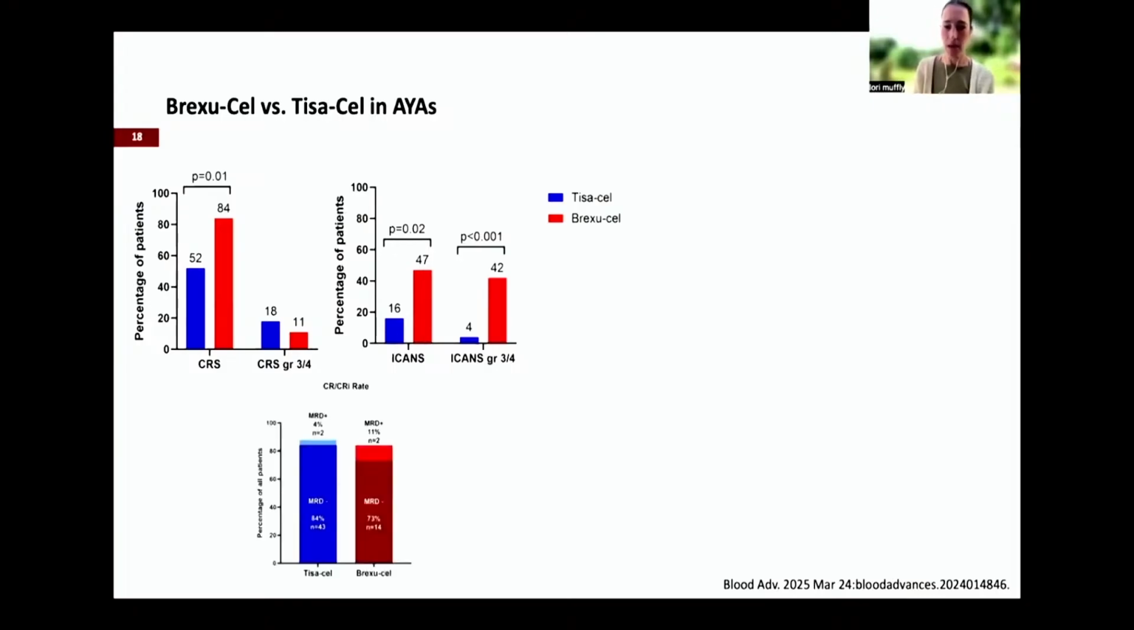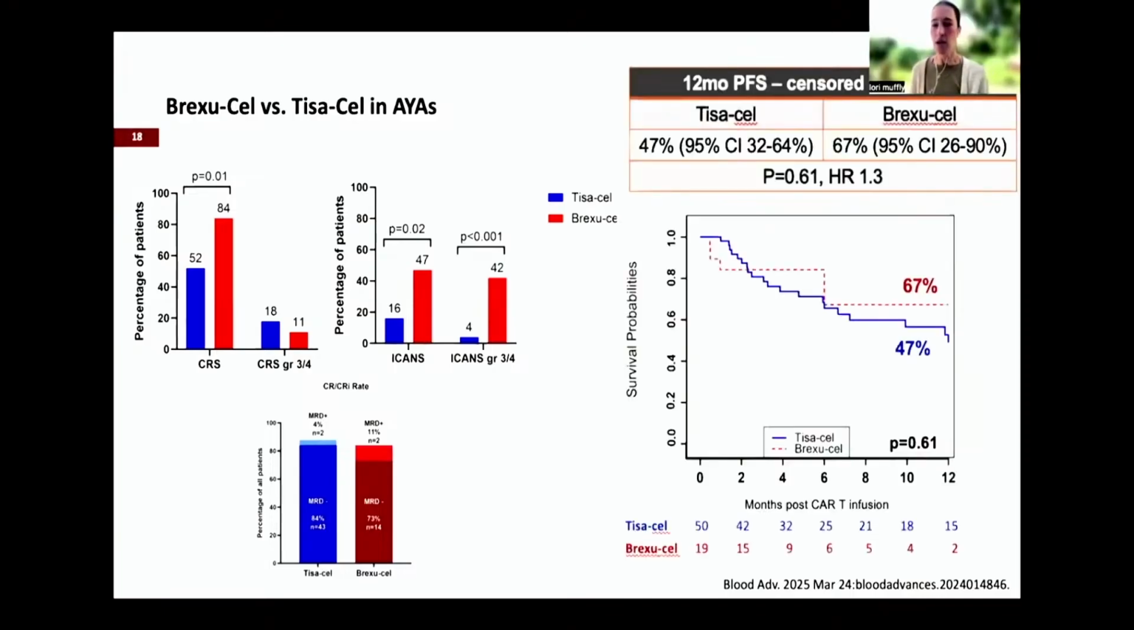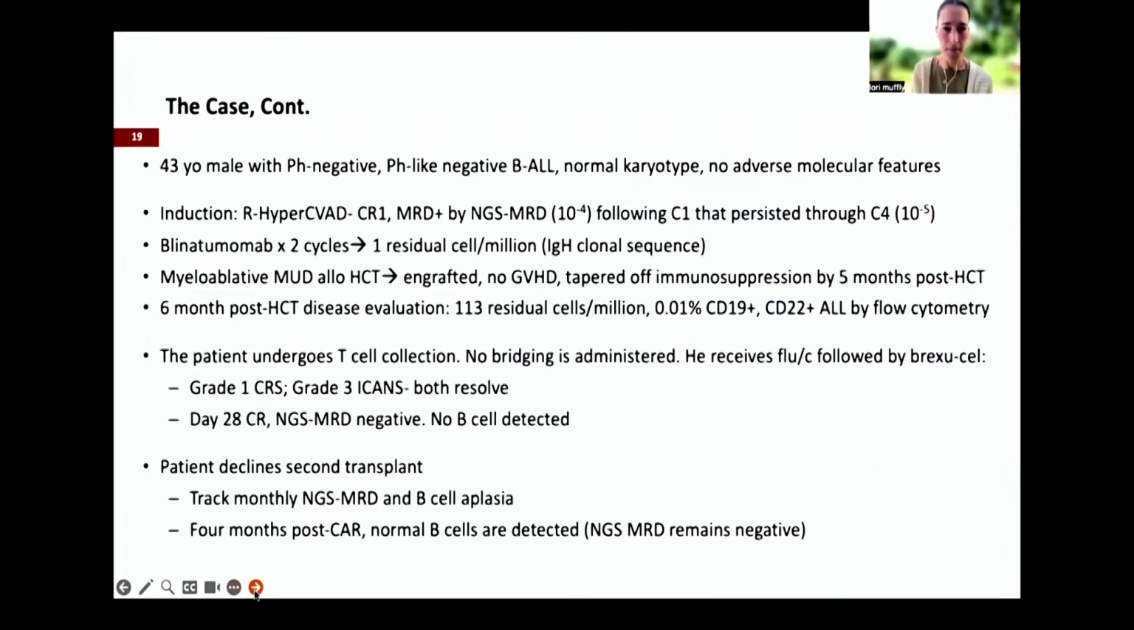In terms of complete response and MRD negative complete response, there was really no substantial differences. And then in terms of survival probabilities, again, really no statistically significant differences between these two CARs. Interestingly, we did see a hint that perhaps Brexucel had a higher numerical 12-month PFS, but no statistical difference.